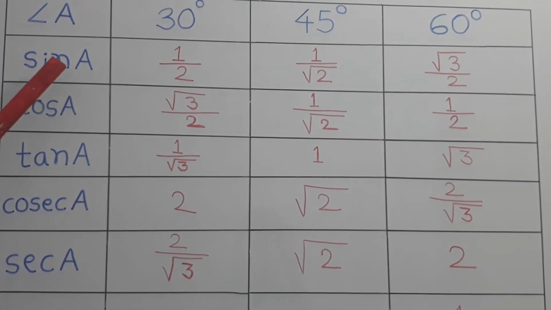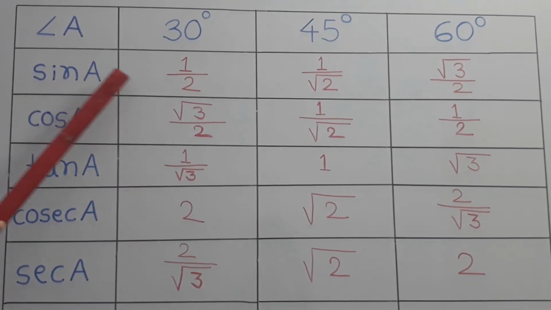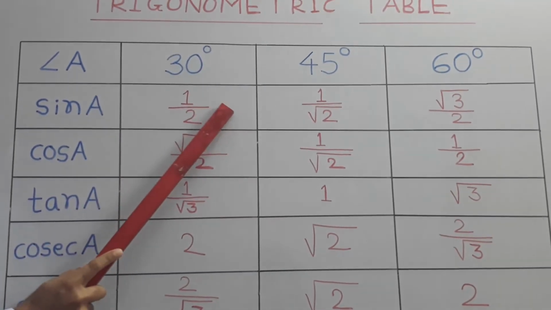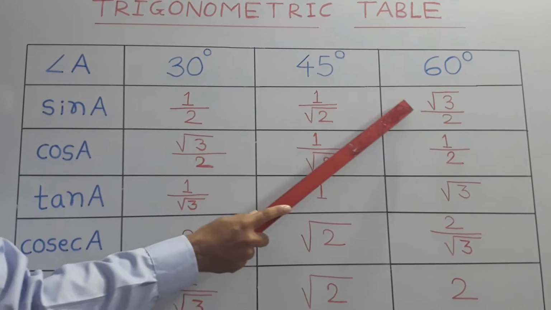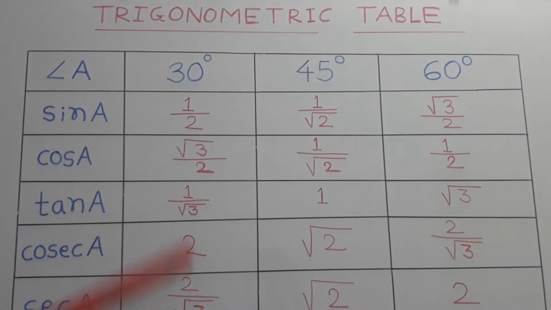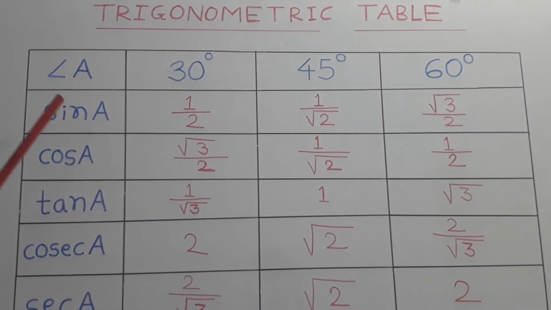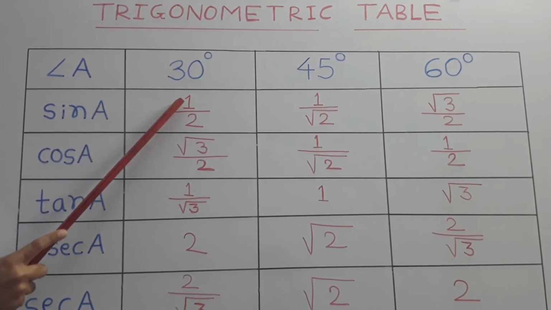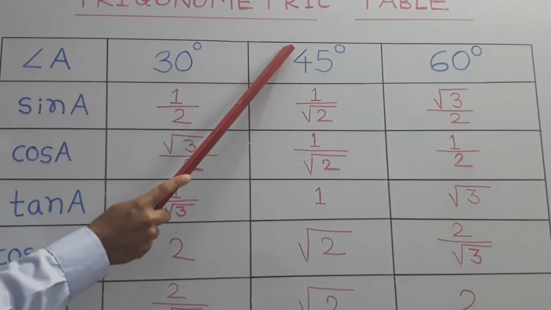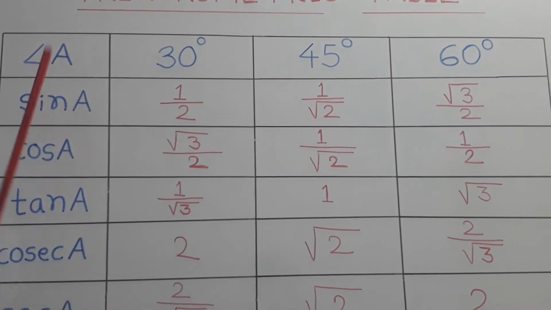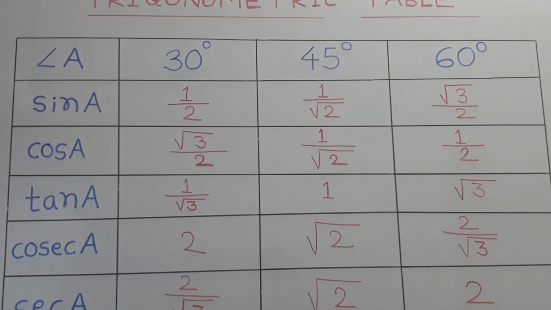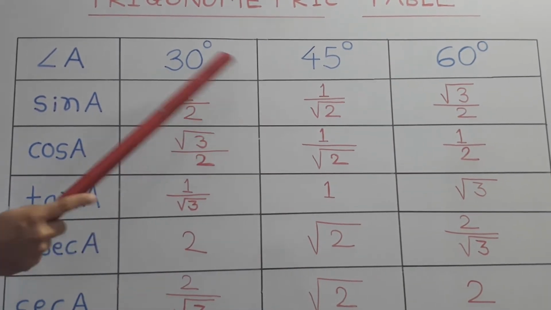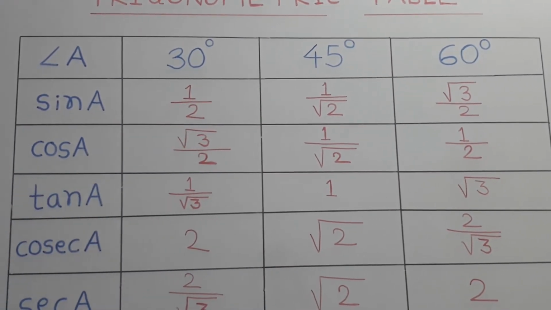So listen carefully students. First of all, remember these values. If you don't want to remember, there is also a technique that I will tell after the table. So sine 30 is equal to 1 upon 2, sine 45 is equal to 1 upon root 2, sine 60 is equal to root 3 upon 2. So remember these values, otherwise I will tell one technique later on.